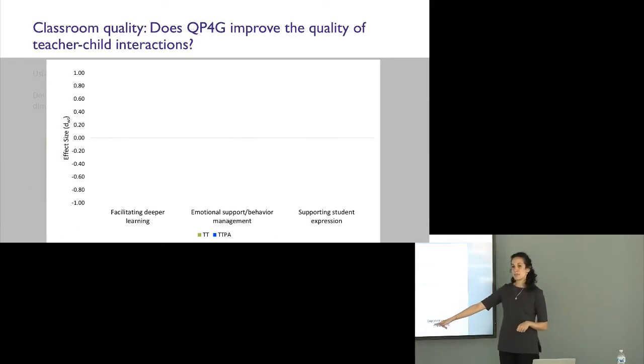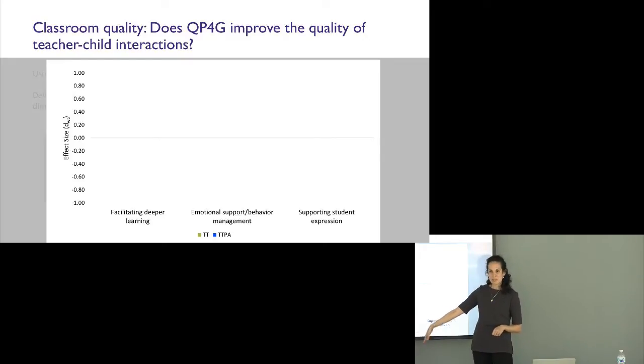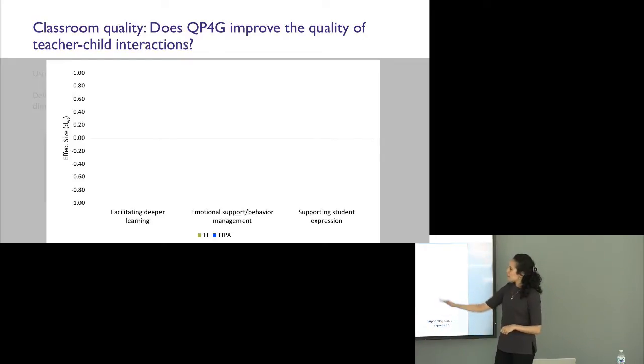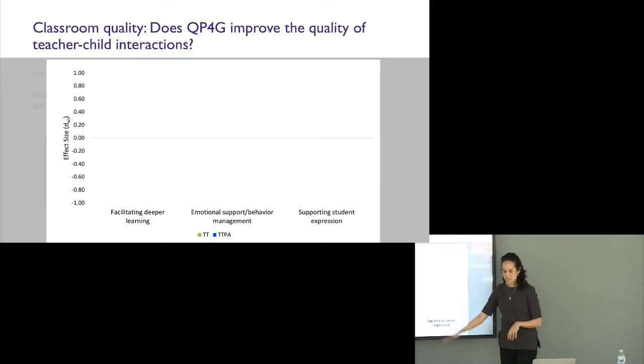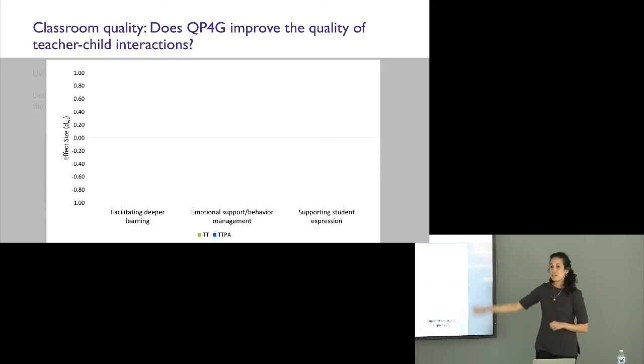So we look at impacts on these three domains, and from now on, the way you're going to see impacts is just going to be two bars. The green, which is teacher training, and the blue, which is teacher training plus parental awareness. And everything is relative to the control. So if there's no changes, the bar is here at 0. If we see positive changes, it's above the line. Negative changes is below the line. And these are all in effect sizes. These are derived from those multi-level models I showed you.